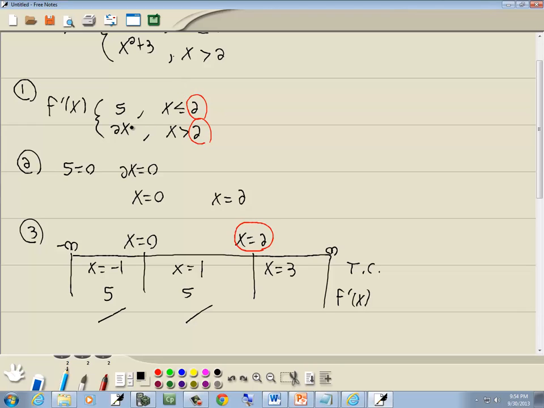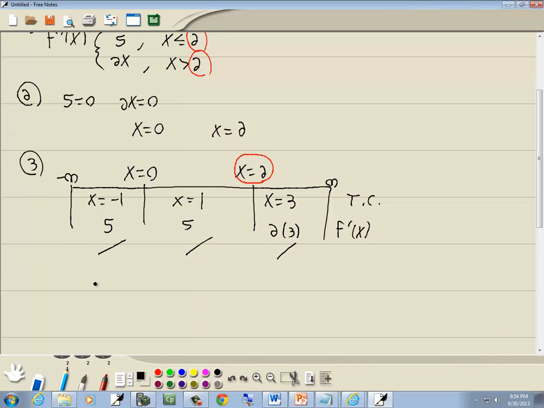Okay, now over here at x is greater than 2, x greater than 2 is to the right of this, and we're going to plug it into this second piece, the 2x. So we got 2 times 3, which is 6, which is positive, so it's increasing. So our answer: it's increasing from negative infinity to 0. It's increasing from 0 to 2. And then it's increasing from 2 to positive infinity.